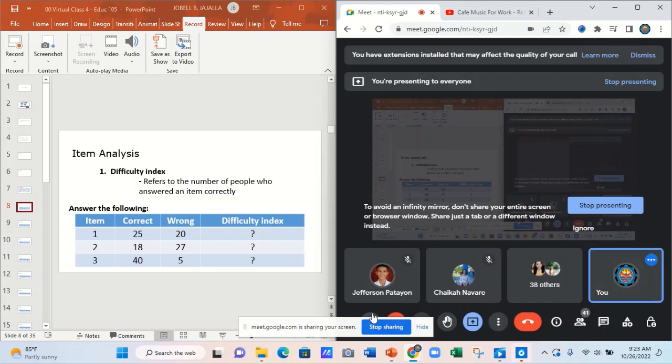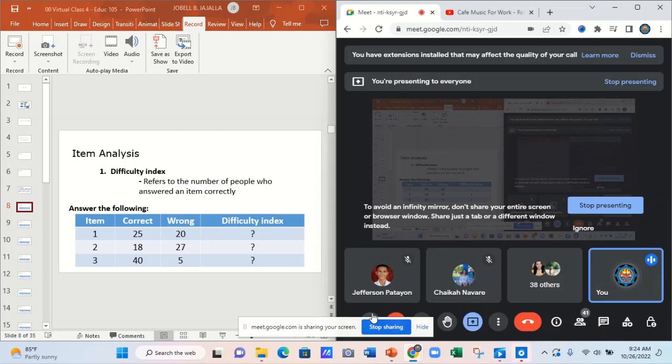because there are 45 students who answered item number 1. So the result for that is 0.56. Na round off na siya to the second decimal place. So 0.56 is under the range of moderately difficult. Therefore, the decision for that is retained.